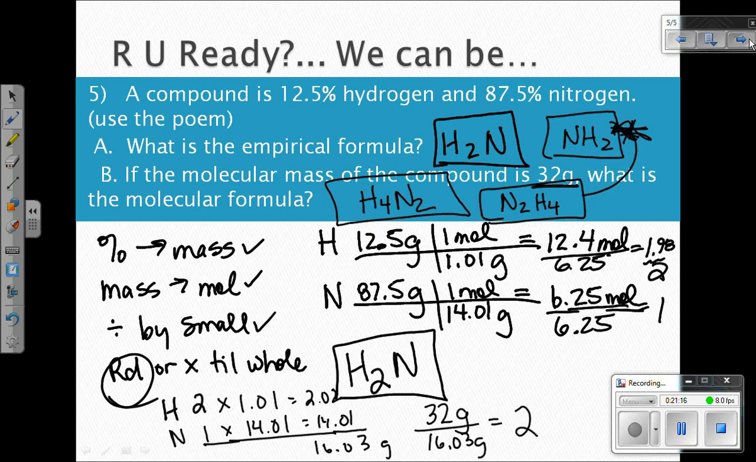That's what you're going to have to be able to do on your test: recognize what is an actual empirical formula versus what's a molecular formula. Could it be reduced? That's the way to know if it's empirical. If you say no, then it's an empirical formula. If it can be reduced, then it's a molecular formula.